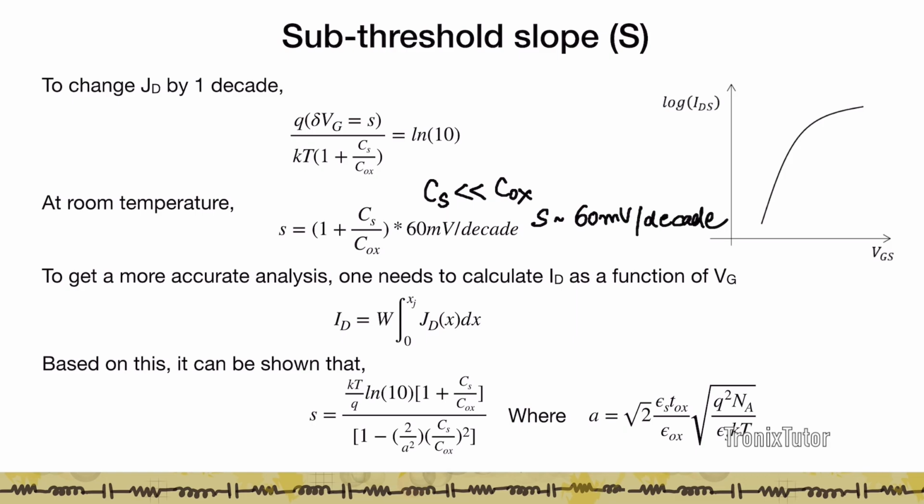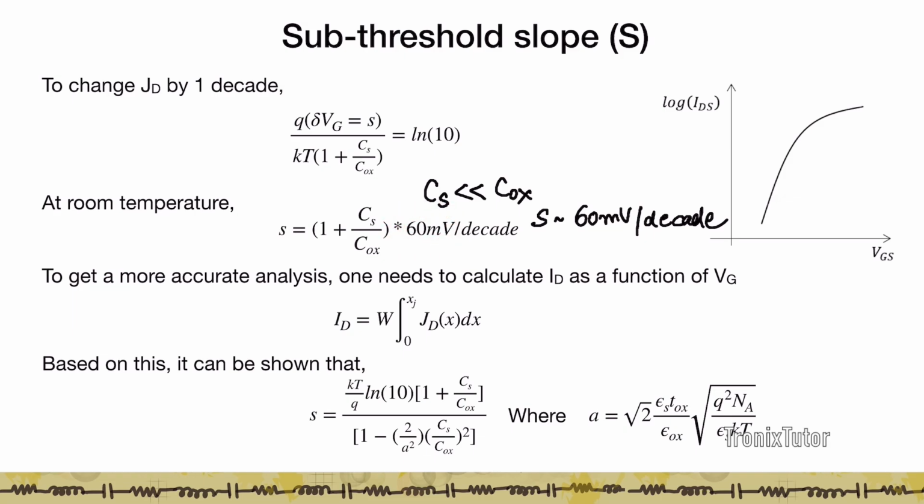So this 60 millivolt per decade is an important number to keep in mind. This dictates what is the fastest transition you can get in a MOS system. So you will have to spend at least 60 millivolts every time you want to change the current by 1 decade. Real transistors are always going to have something slightly larger than 60. So 60 is the best you can do.